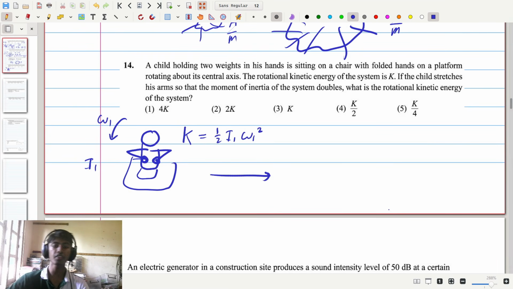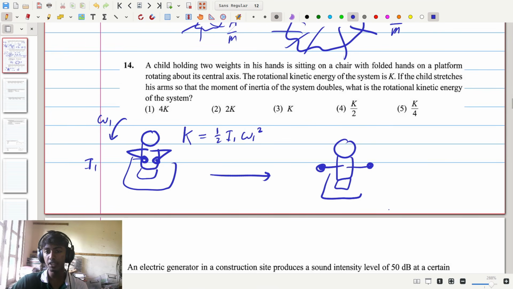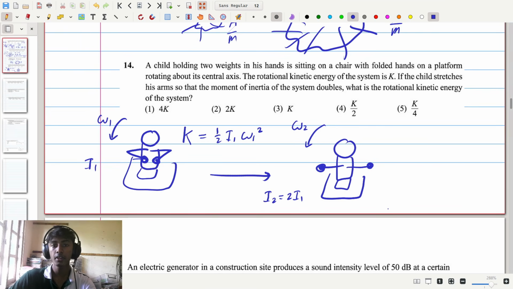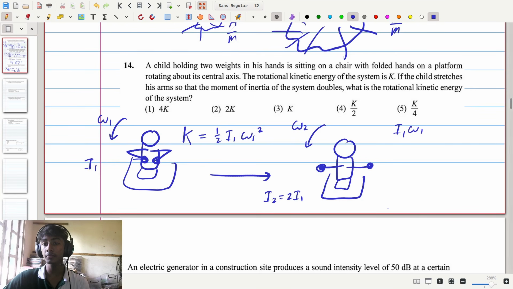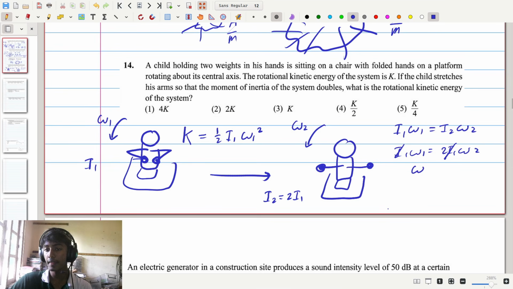Now from this, the child stretches their arms outward like this, and when that happens, the moment of inertia doubles. So the moment of inertia here is I2, then I2 will be equal to 2I1. Now given this, let's suppose its angular velocity is omega2. Since we must have conservation of angular momentum here, we must have I1 omega1 equal to I2 omega2. Substituting I2 equals 2I1, we get I1 omega1 equals 2I1 omega2. Cancelling I1, we get omega1 equals 2 omega2, and therefore omega2 is equal to omega1 divided by 2.